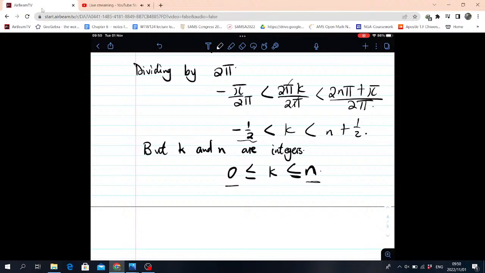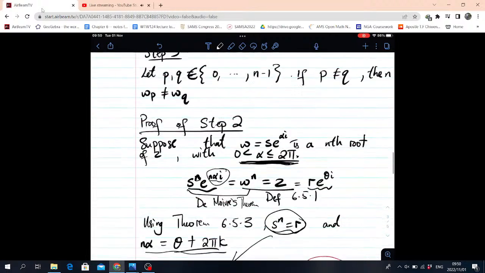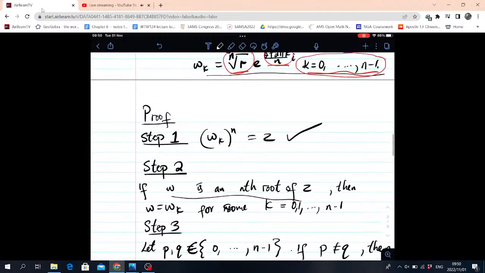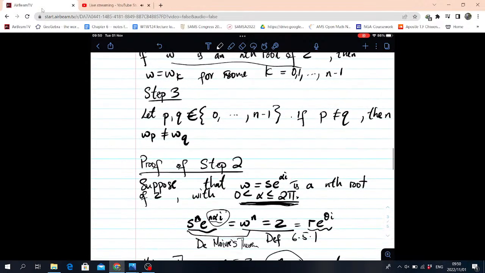So we seem to be almost there, because in our statement, k is between 0 and n minus 1. Now we have shown that k is between 0 and n. So we now want to see what happens when k is equal to n. And if we can discard that one, then we have shown that indeed it is between 0 and n minus 1.